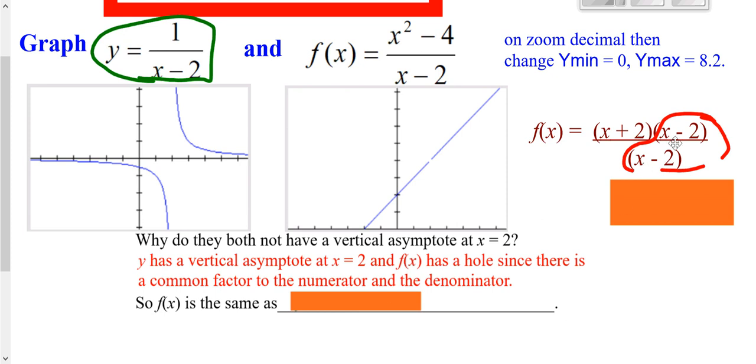By the way, if you would cross out your common factor here, it leaves you with just an x plus 2, which you should know is a diagonal line, slope of 1, y-intercept of 2, and that appears to be what it is. And so it's just a line with a missing spot at 2, and we knew we couldn't use 2 because that caused the bottom to be 0.